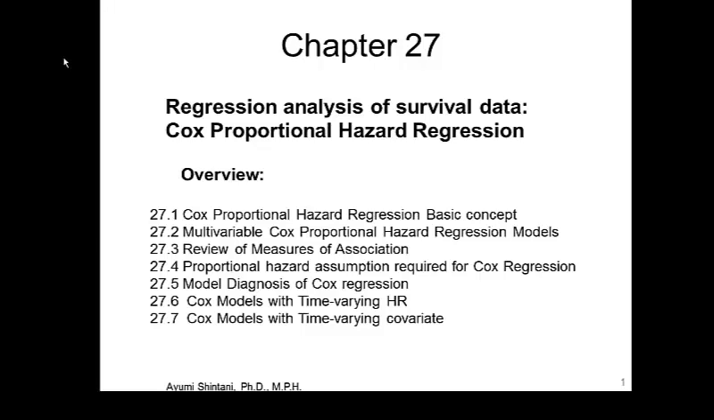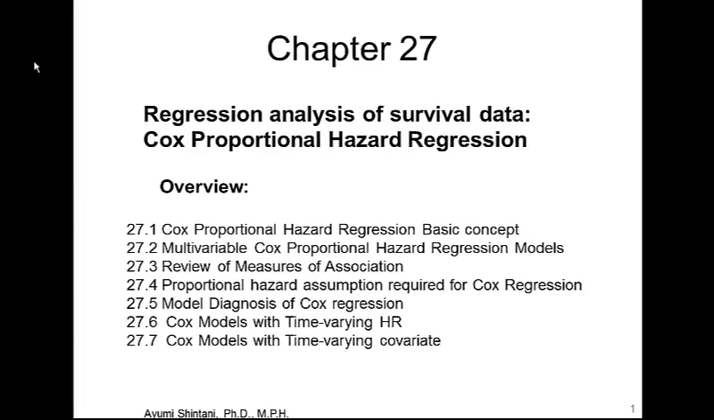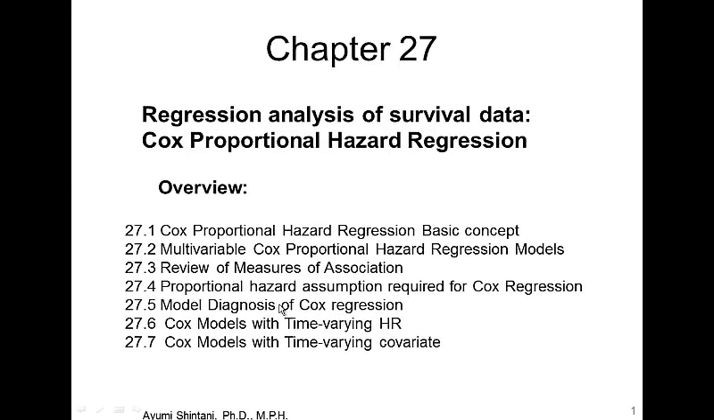In this video, we are going to learn the concept of Cox proportional hazard regression. I have a separate video showing how to conduct Cox regression in SPSS. And there is an additional video to talk about advanced topics in Cox regression, which include Cox with time-varying hazard ratio and also Cox model with time-varying covariate.